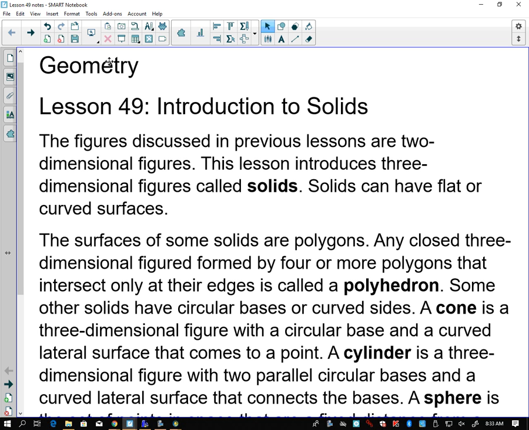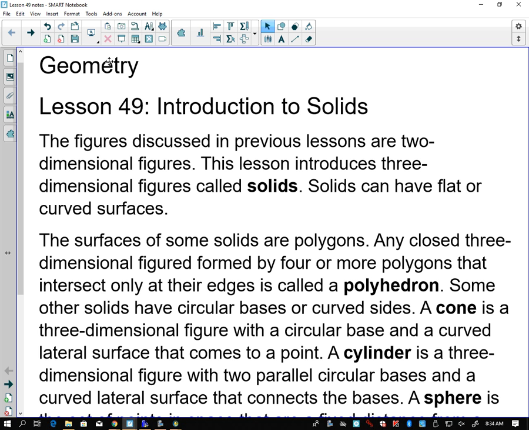So this lesson introduces three-dimensional figures, what we call solids. Okay, solids can have flat surfaces, and they can have curved surfaces, right? Some of you might have some of those. I think, Jordan, you've got a sphere, you've got a cone. Anybody else have anything with a curved surface? Let's see, Marcos, do you know what that is called? It's a cylinder, okay, so it has a curved surface. That one does not have any curved surfaces. That is what we call a hexagonal prism.